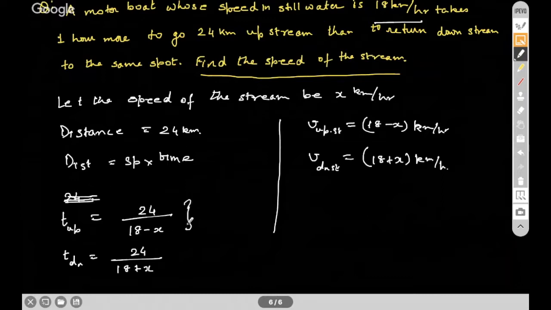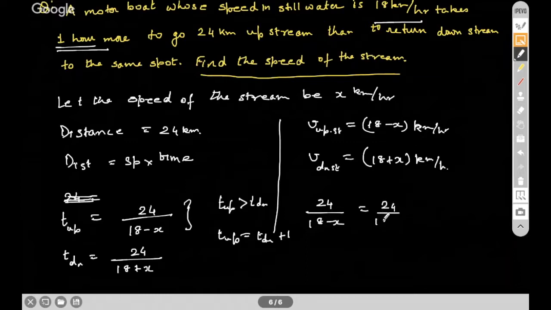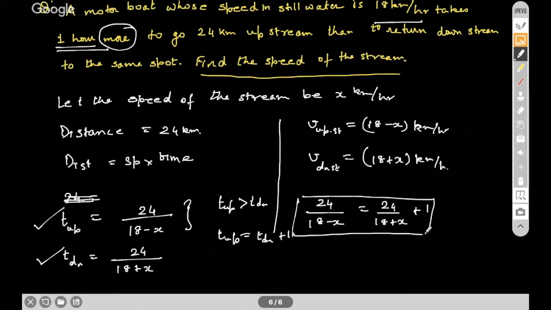Now there is a difference between the two times. Obviously t up will be more than t down, but there is a relationship given. What is that? It takes 1 hour more to go up. That means I can write t up is equal to t down plus 1, isn't it? So let's now form the equation. 24 upon 18 minus x is equal to 24 upon 18 plus x plus 1. So I calculated time up, I calculated time down, and I know time up is 1 hour more. You will get 50% of the marks here itself when you write the equation correctly.